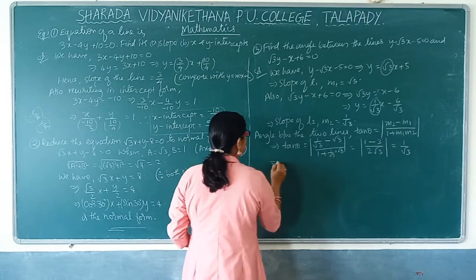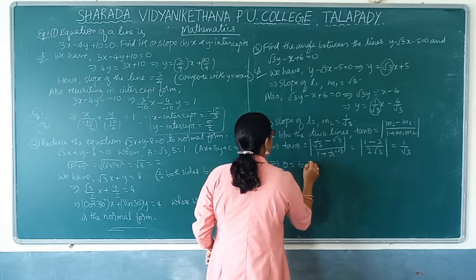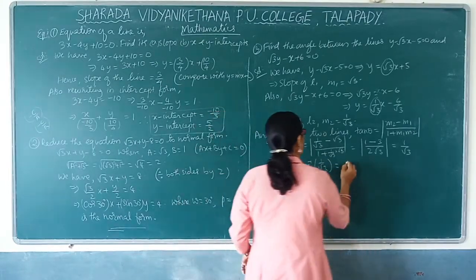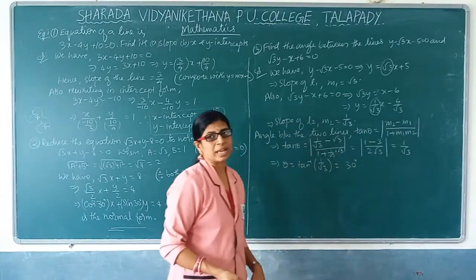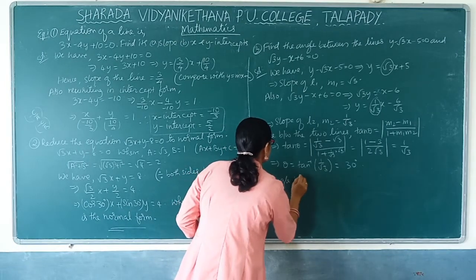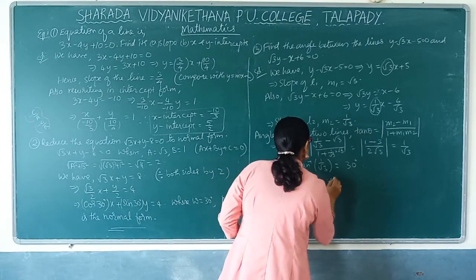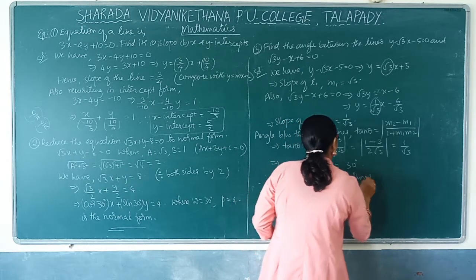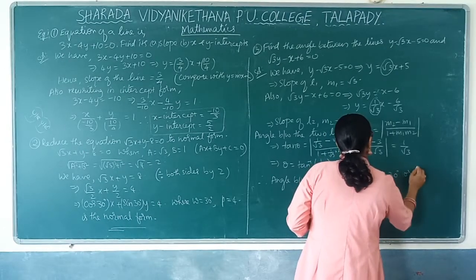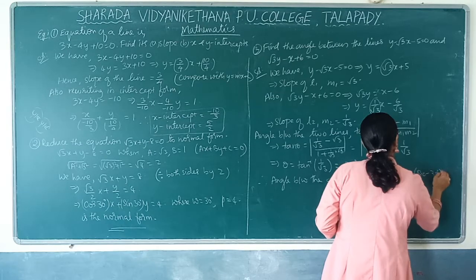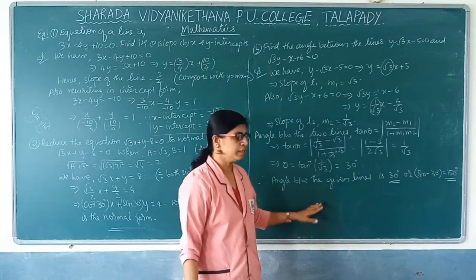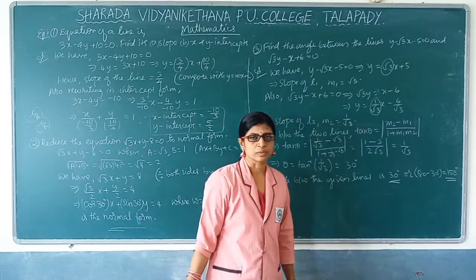So tan theta is 1 by root 3, means what is theta? Theta is equal to tan inverse of 1 by root 3. For which value of theta it is 1 by root 3? It is 30 degree. So angle between the two lines can be acute or obtuse. Therefore, angle between the given lines is 30 degree or 180 minus 30 degree. What is the value? This is equal to 150 degree. Either it can be 30 degree or it can be 150 degree. So that is the solution for this question.